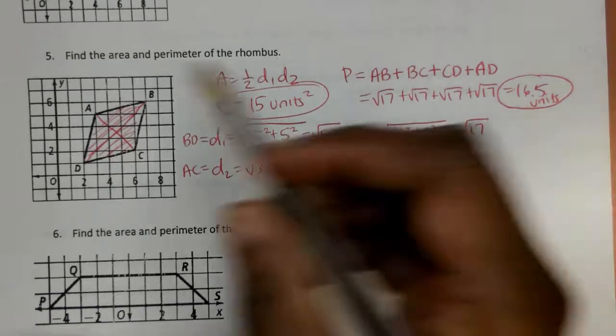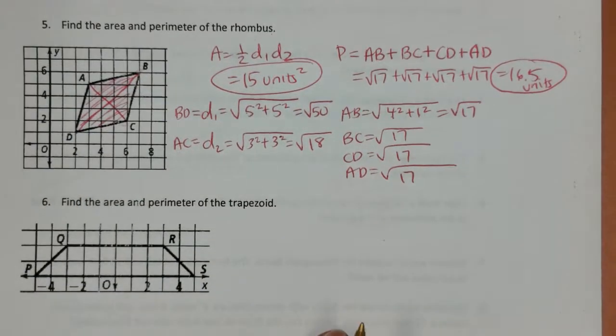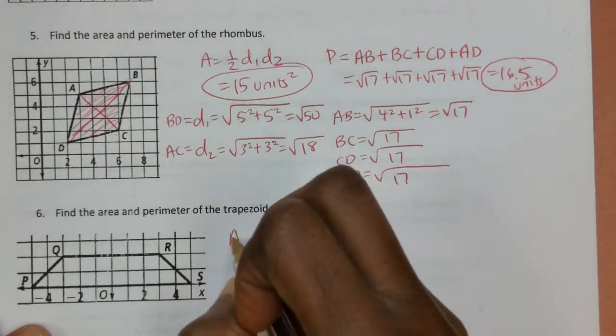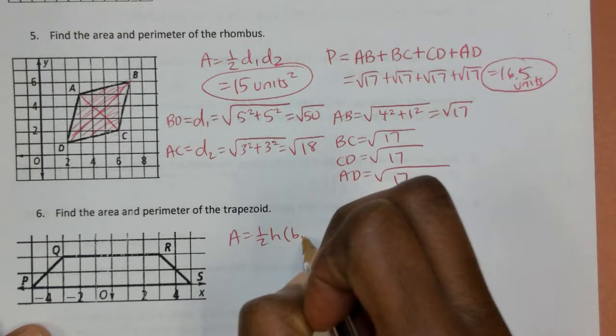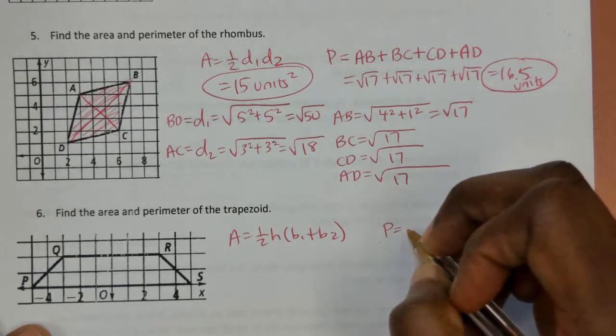It's not square because it's just walking around the edge, the distance along the edge. All right, number 6. Area of the trapezoid is 1/2 height times the bases added together. Perimeter of any shape is the sum of the sides.